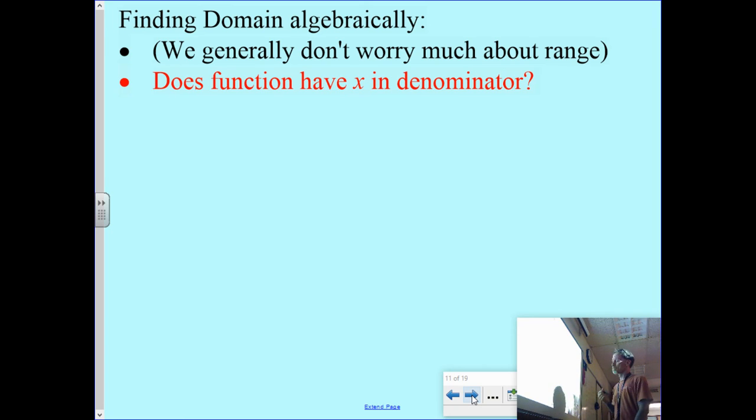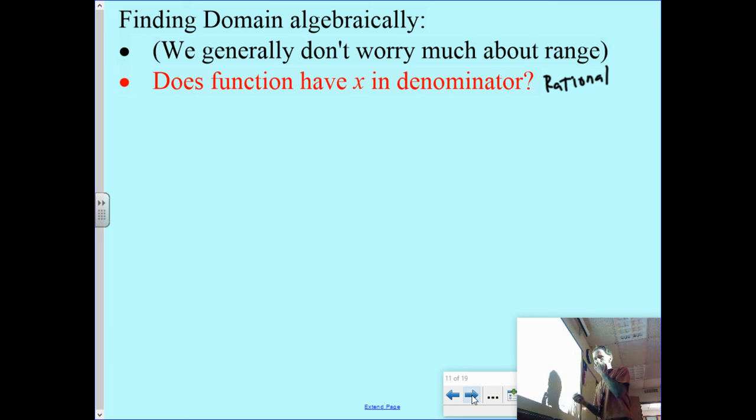So we generally don't worry too much about the range. If you don't have a graph, range can be a little bit tricky to figure out, and really, we don't care a whole lot about it. The main thing we care about, if you're just given a function, is knowing what the domain is, knowing where your restrictions for the x values are. Okay? So there's only really 3 you have to know. The first one is, does the function have an x in the denominator? In other words, that's for our rational functions, remember your parent functions.